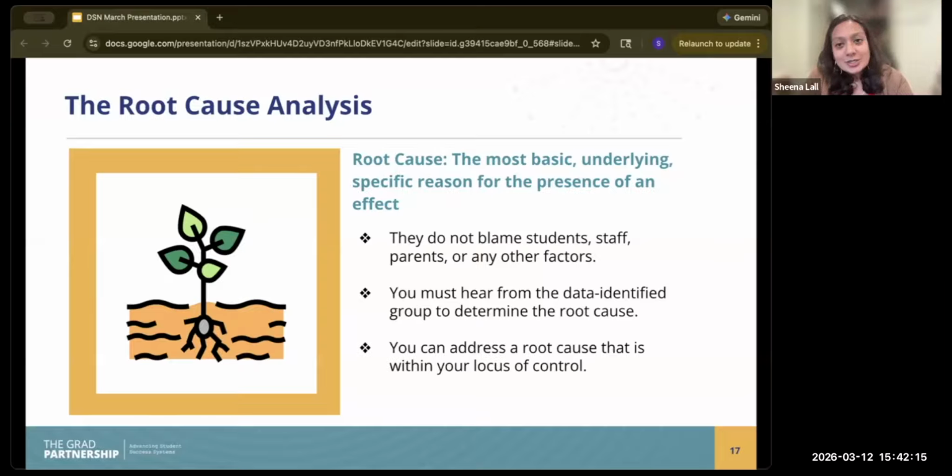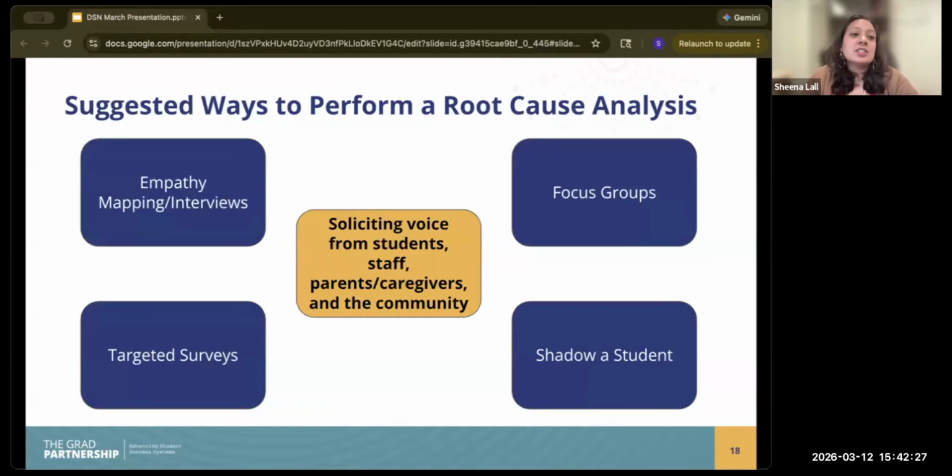So if you are going to choose something like the 5 whys, doing that with just your staff may not be as fruitful as if you did that with the students in the room or the parents in the room. The suggested ways to perform a root cause analysis are listed here, but at the end of the day, the goal is that you are just trying to solicit the voice of students, staff, parents, caregivers, and the community.